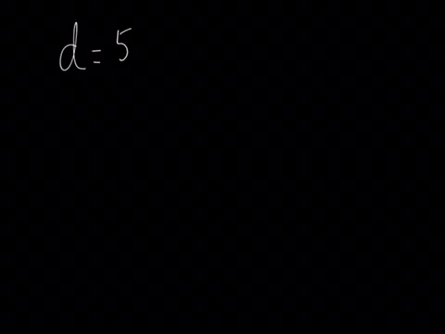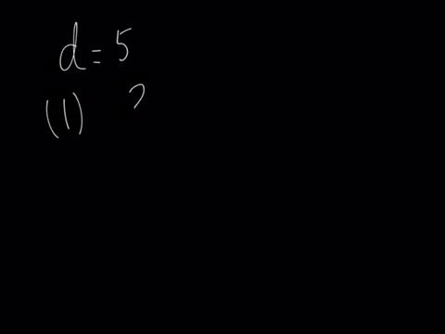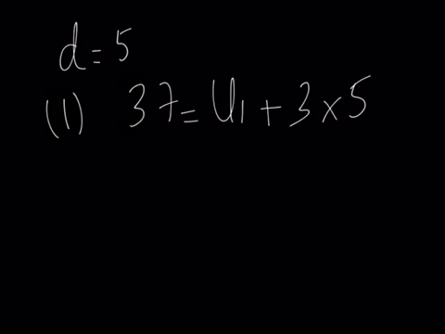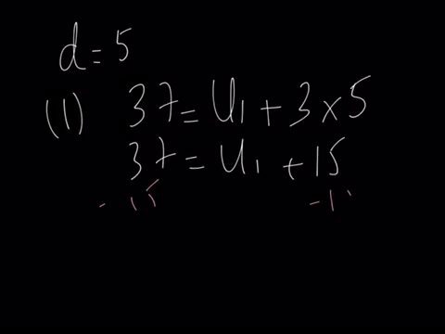All I need to do is get U1. And to get U1, I can use either my first equation or my second. It's up to me. It doesn't make a big difference. The first one is a little bit simpler. So using my first equation, I have 37 is equal to U1 plus 3d. So 3 times 5. So 37 is equal to U1 plus 15. I subtract 15 on each side. I obtain U1 is equal to 37 minus 15, which I believe is 22.